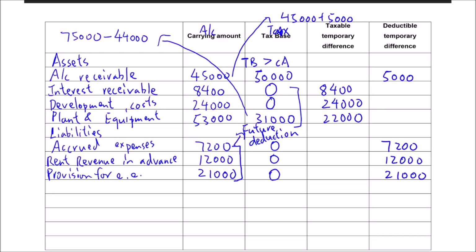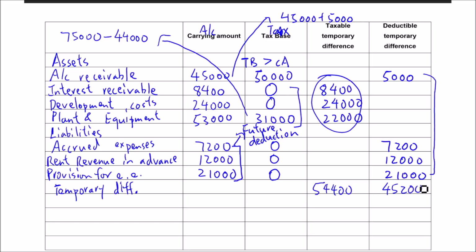So now you have worked out every single individual tax position. After that, you're going to group them together and write down the total temporary difference. With the temporary differences, all you need to do is add up every single amount. It's very simple. Add up all the taxable temporary differences, add up all the deductible temporary differences to get the total. So for taxable temporary difference, we have $54,400. Deductible temporary difference is $45,200.